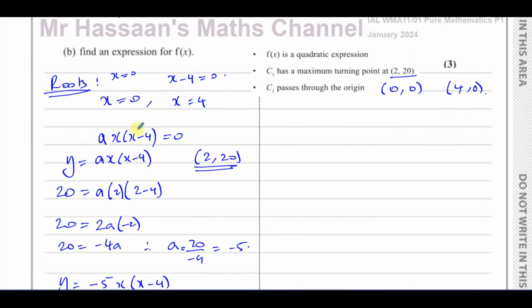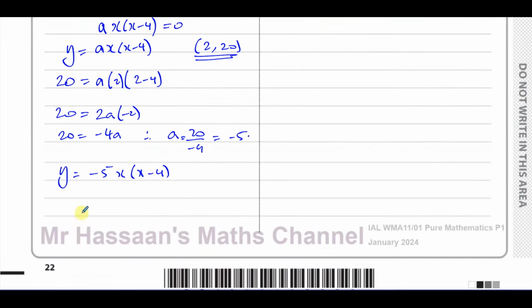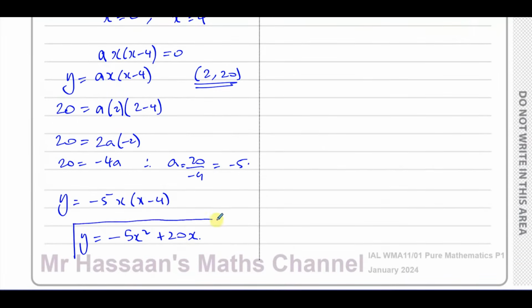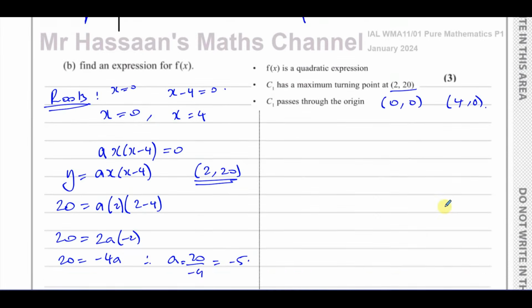They didn't tell us to write it in any particular form, but I think it's better to write it in the form ax squared plus bx plus c, so minus 5x squared plus 20x, sorry, not 20, 20x. Of course, this fits our answer: when x is 0, y is 0, and when y is 0, x is going to be 0 and 4. Okay, and so that gives us the answer to this question. So there's our answer.